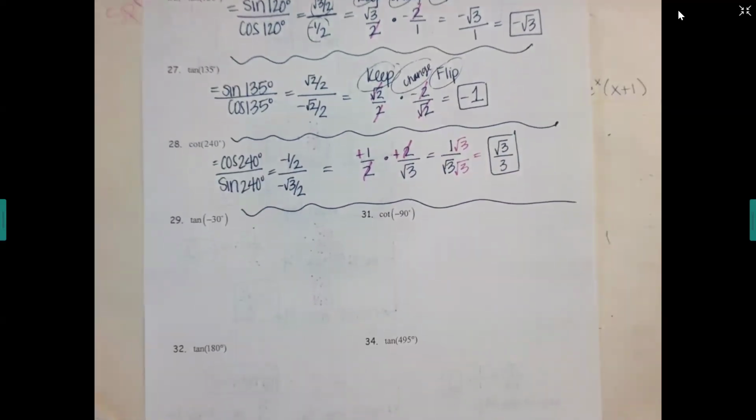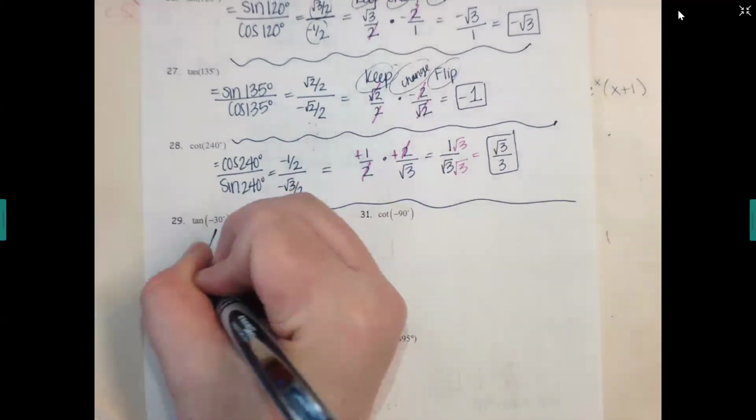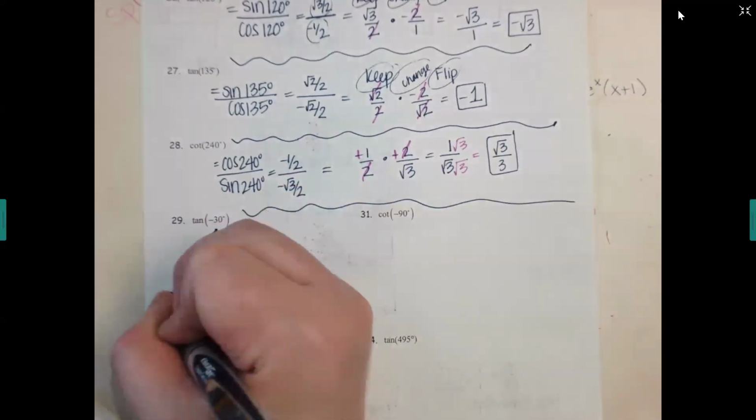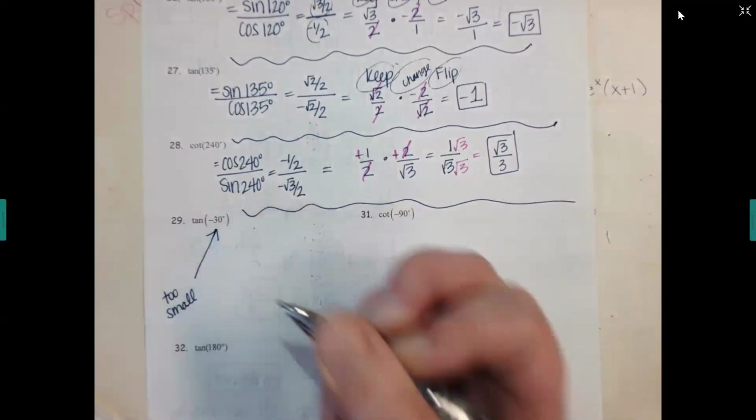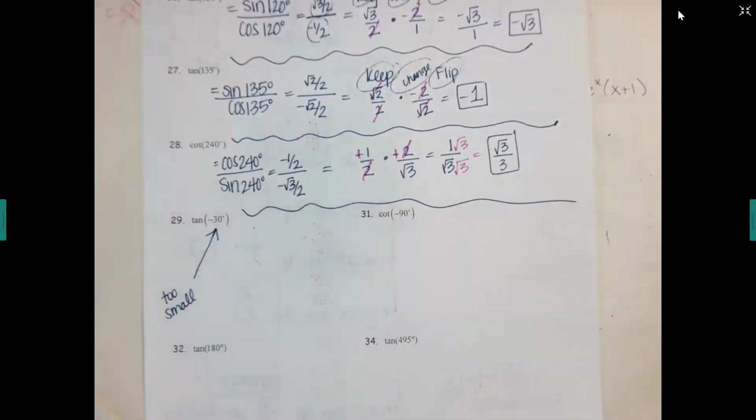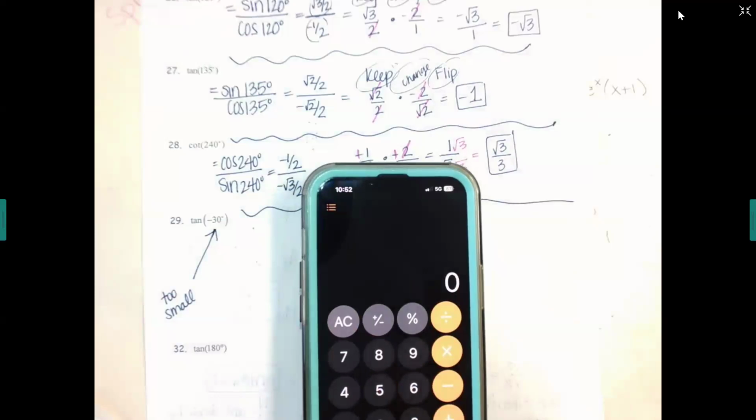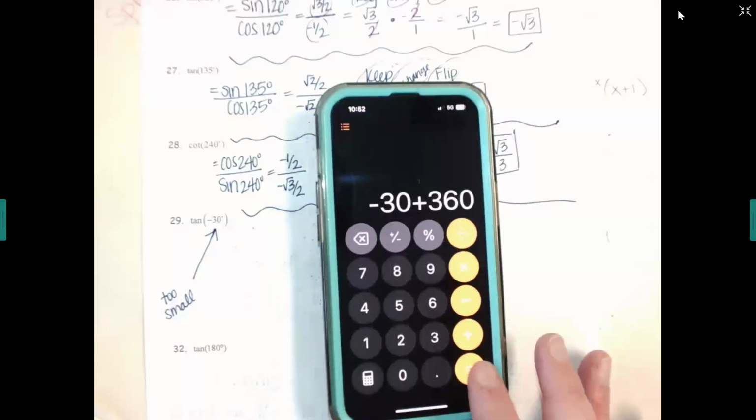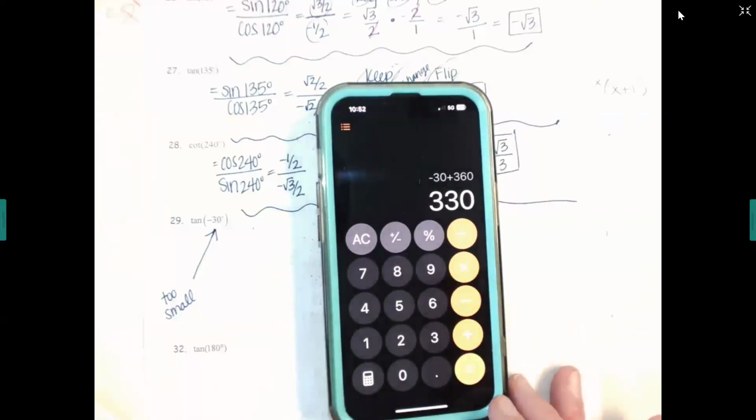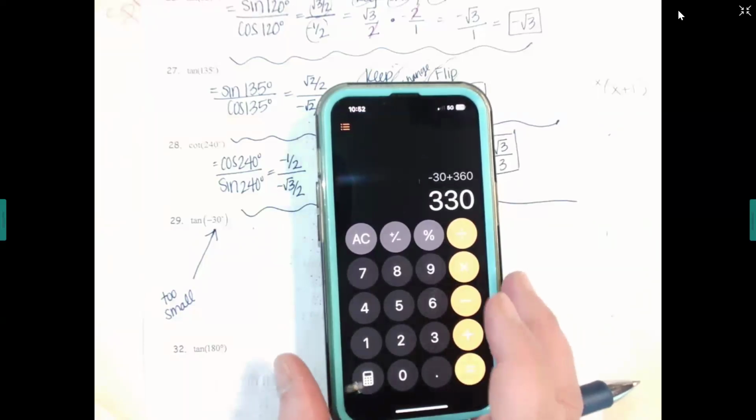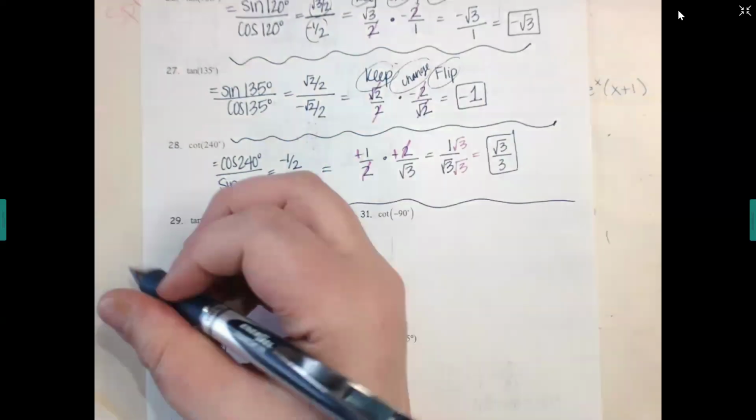Let's do number 29. I want tan of minus 30, but then I'm like, oh no, that's too small to be on my circle. So remember, how do I fix an angle that's too small? I'm going to add 360 degrees to it. So let's do my negative 30 degrees that I have. I'm going to add 360 back to put myself in circle range. Now I know I can use 330 instead.